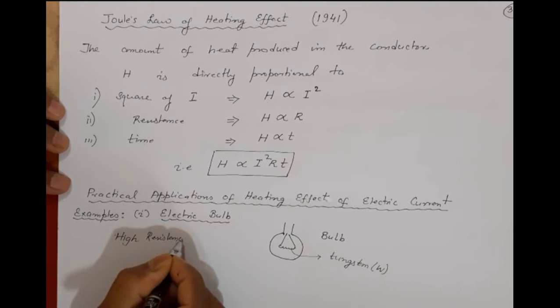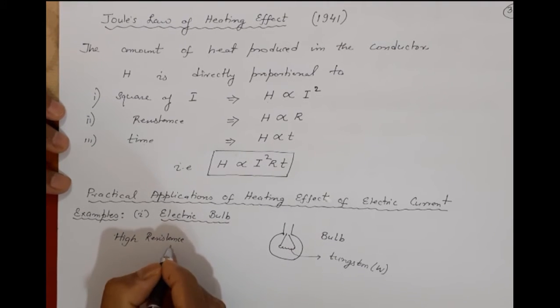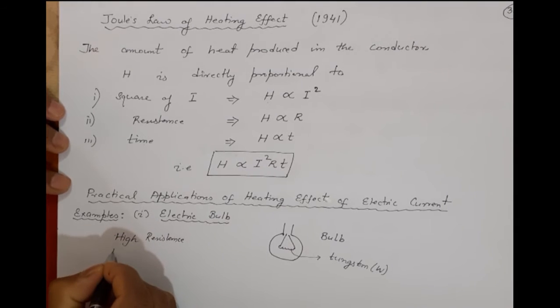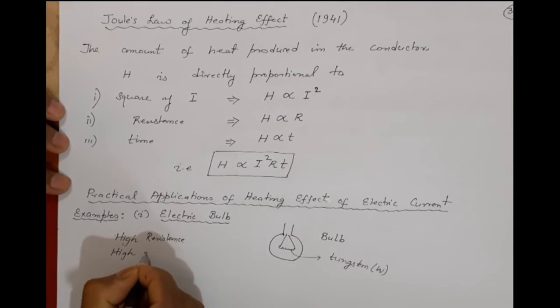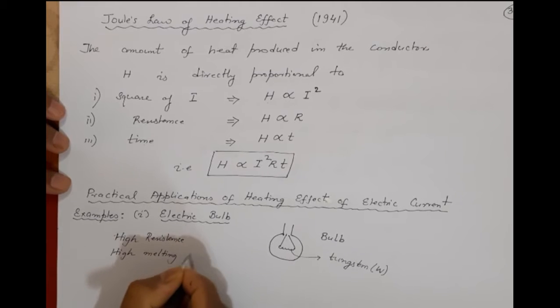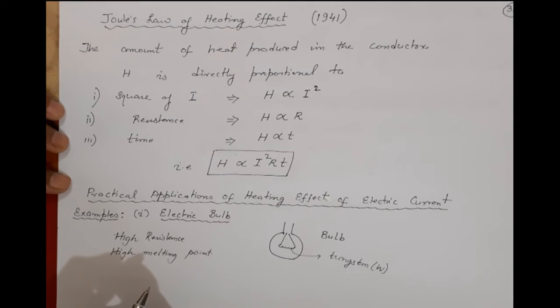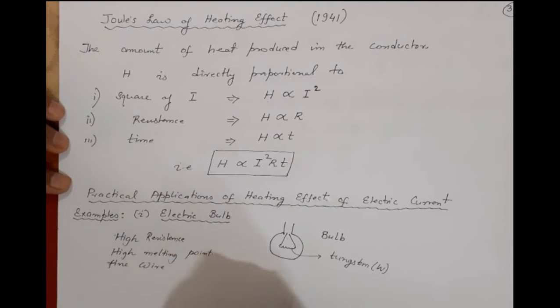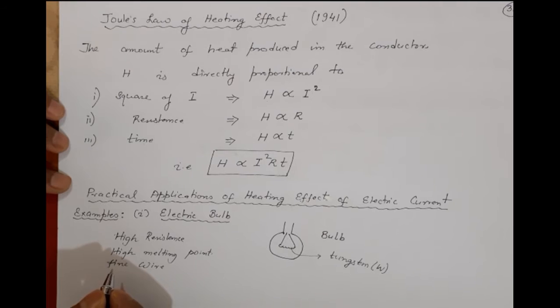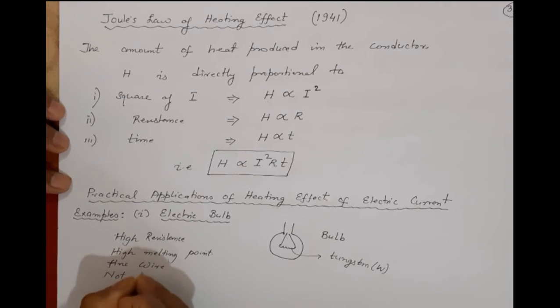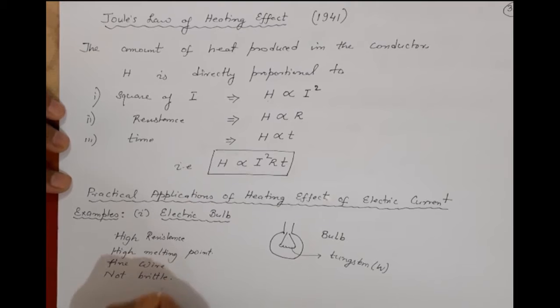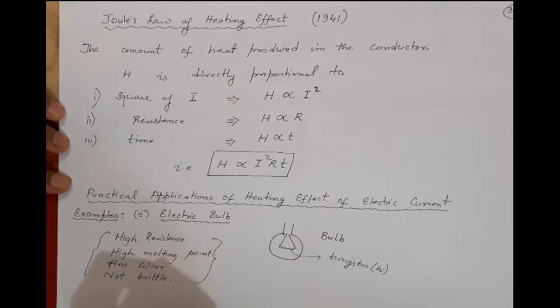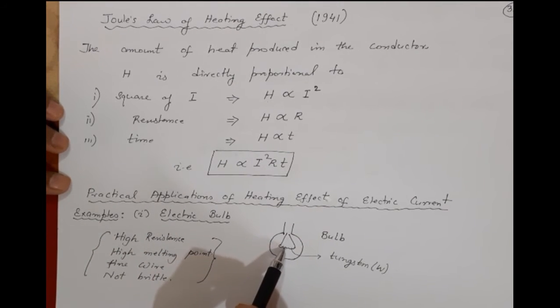Very high resistance and a high melting point. That means it will not get damaged easily. It will not turn into liquid very easily, even at very high temperature. And it can be made into fine wires, very thin wire, and it is not brittle, it will not break. So these are the properties of the electric bulb filament, which is what this wire is called.